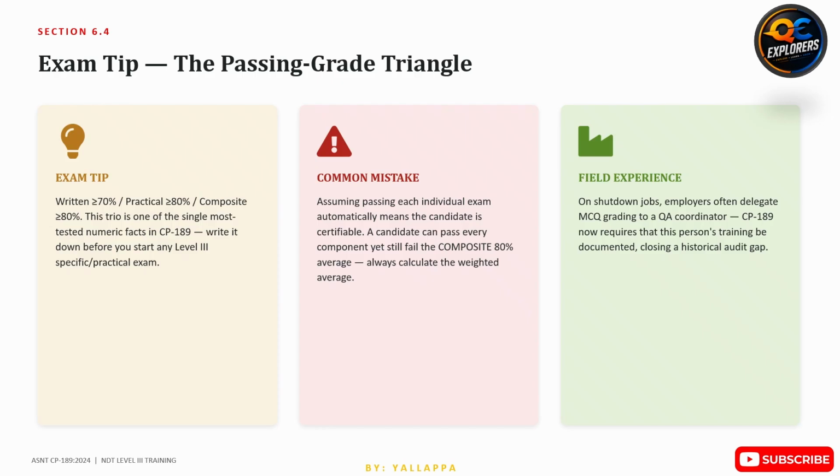Consider an example. Suppose a candidate scores 70% on the general examination, 70% on the specific examination, and 80% on the practical examination. Although each examination meets its individual minimum passing requirement, the employer must still calculate the overall composite average. If the composite average does not meet the required threshold established by CP-189, certification cannot be issued. The important lesson is that every examination requirement must be satisfied.